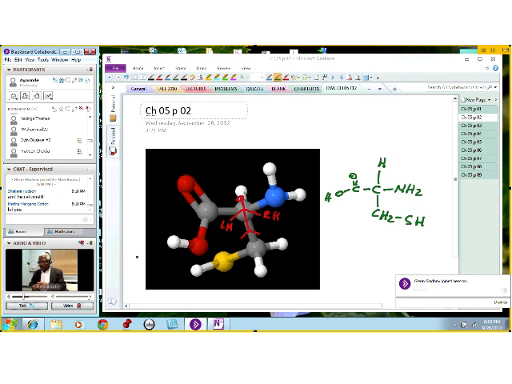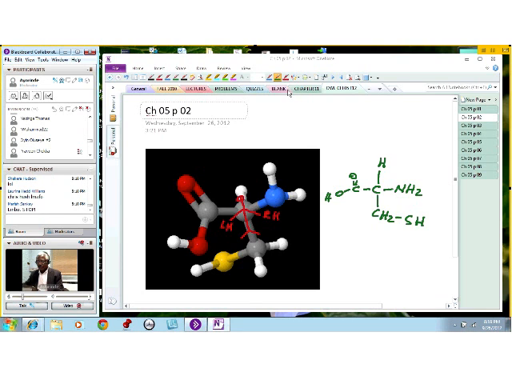Okay, so what we want to do now, we want to assign the priority to the groups. So which is priority A? Which is priority A? Exactly, the amino group. Great, excellent. This is A. Let me change the color of my pen. Which is priority B? Priority B, carboxyl. Excellent.